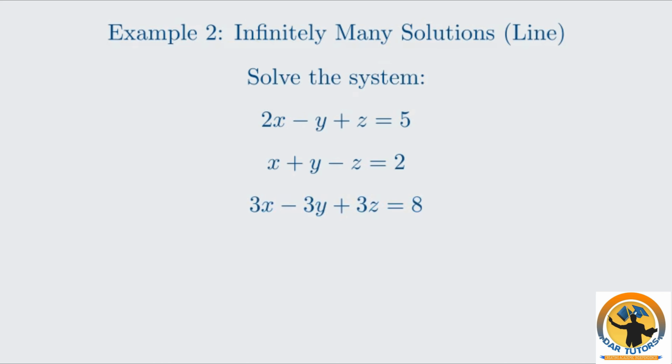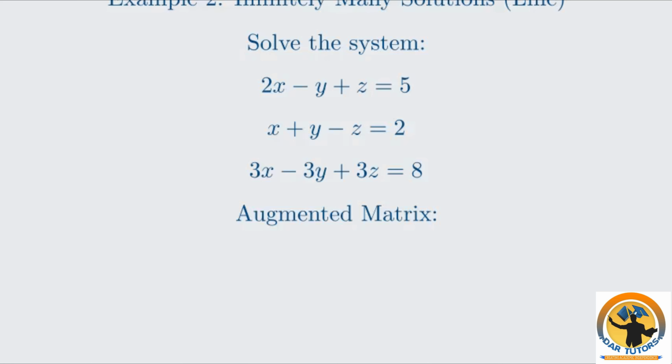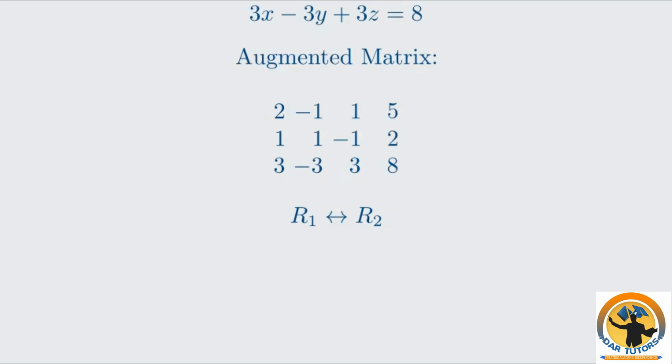Again, we start by writing the augmented matrix. The matrix is, row 1 is 2, minus 1, 1, 5. Row 2 is 1, 1, minus 1, 2, and row 3 is 3, minus 3, 3, 8. It's often helpful to have a 1 in the top left corner. Let's swap the first and second rows. After swapping, the matrix is, row 1 is 1, 1, minus 1, 2, row 2 is 2, minus 1, 1, 5, and row 3 is 3, minus 3, 3, 8.